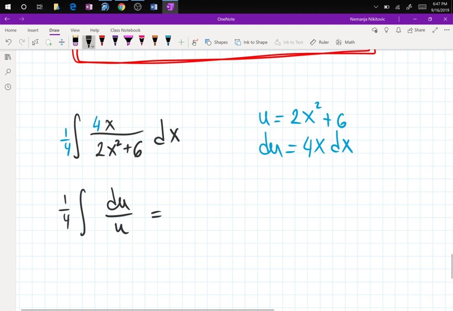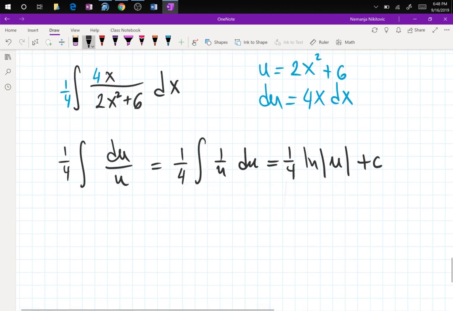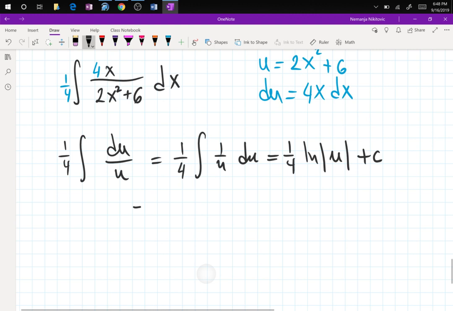If you're not comfortable with writing it this way, you can just say 1 over u du is the same thing. Because 1 times du is du. And this is clearly 1 quarter ln of absolute u plus c. And now I don't care about u, I care about the x. So 1 quarter ln absolute 2x squared plus 6 plus c at the end. And that would be the full problem.